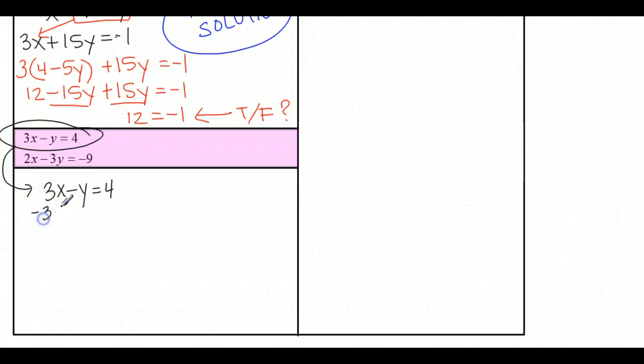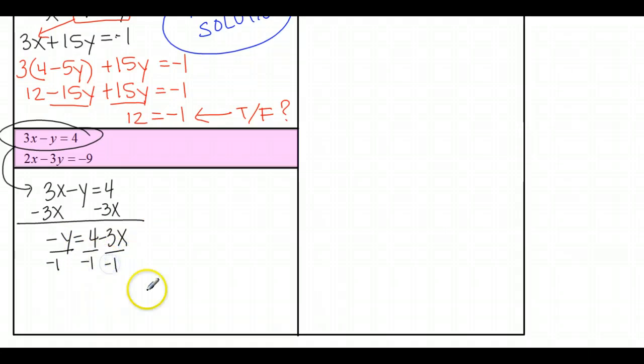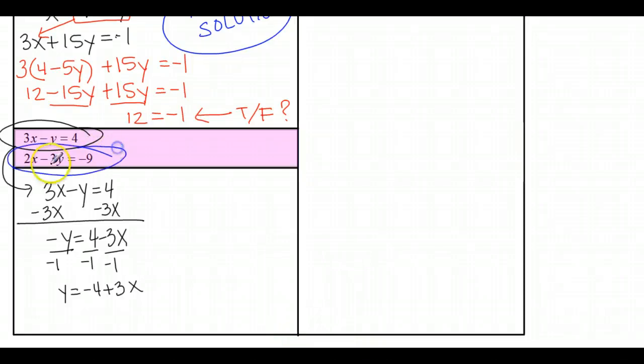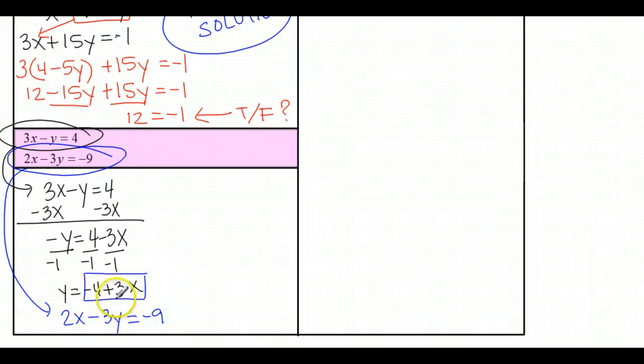We're going to subtract 3x from both sides of the equation, and we get negative y equals 4 minus 3x, but we don't want a negative y, so we got to get rid of that negative by dividing everything by negative 1. So now we have y equals negative 4 plus 3x. I'm going to take my other equation, which is 2x minus 3y equals negative 9. And now that I know the value of y is negative 4 plus 3x, I'm going to plug it into our equation where y is.